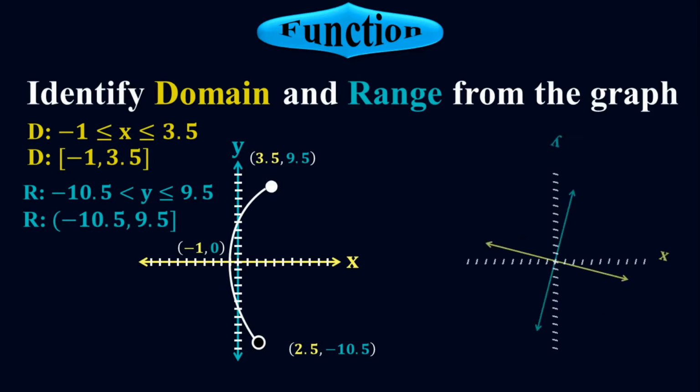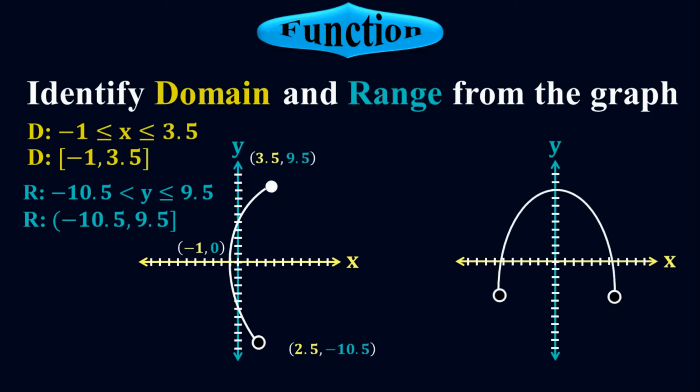I have another function, and its graph is a downward parabola. Its vertex is on the y-axis, where it is on 0 along the x-axis and positive 9 along the y-axis. This is the vertex. This end is located on negative 5 along the y-axis and negative 7 along the x-axis. This is located on negative 5 along the y-axis and positive 7 along the x-axis. I'm gonna take the vertex with the range because it is along the y-axis, and range is the real number along the y-axis. Both the ends of this parabola are empty circles.